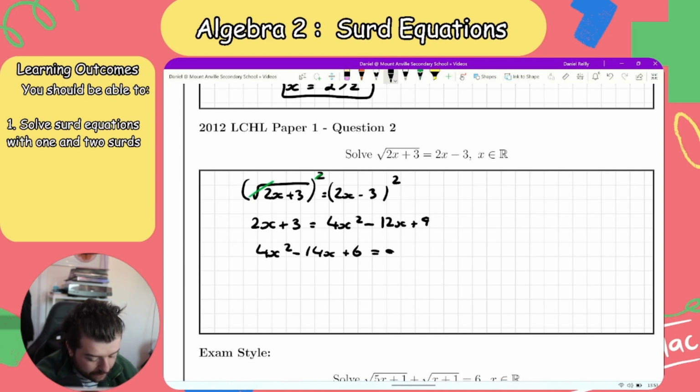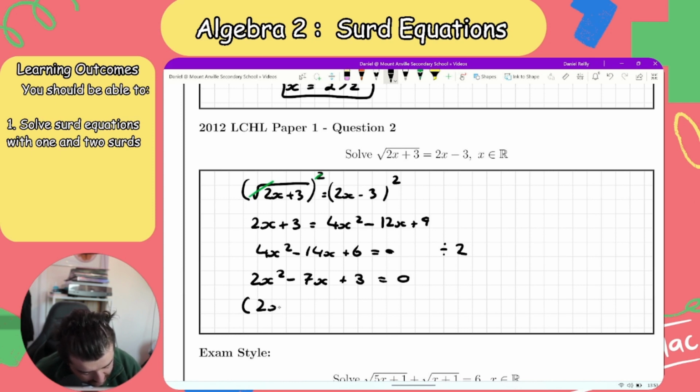And now I have a quadratic that I need to solve. I notice here I can divide across by 4. No, I can't. I can divide across by 2 to make this easier for myself. So I have 2x squared minus 7x plus 3 equals 0. This is going to factorize down to, and it's going to factorize down to minus 1 and minus 3.